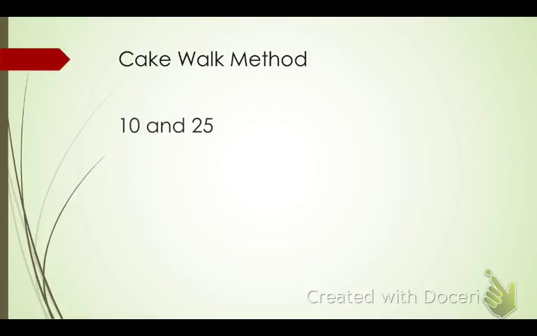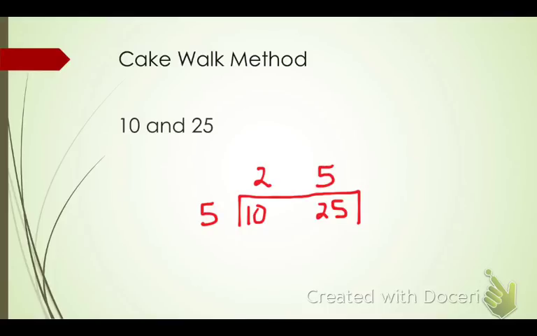I'm going to use the same numbers as our examples so that you can see that you get the same answers with the listing method. Okay, so the cake, obviously we're going to start with 10 and 25. And a number that will go into both is 5. 10 divided by 5 is 2. 25 divided by 5 is 5. I can't make another layer.